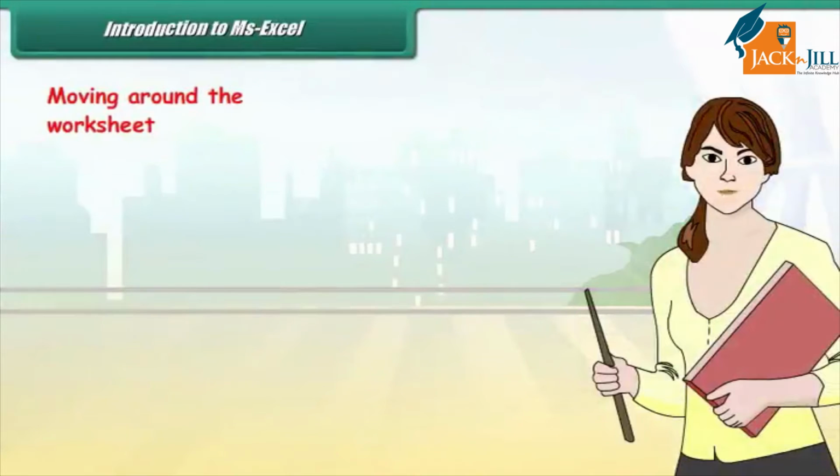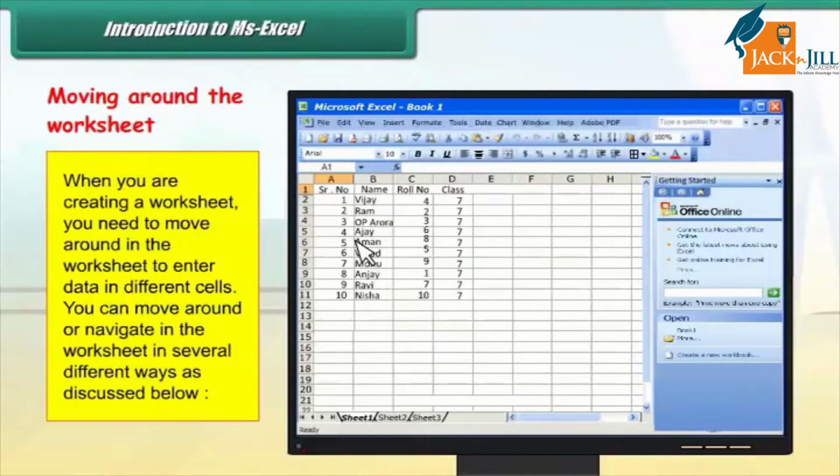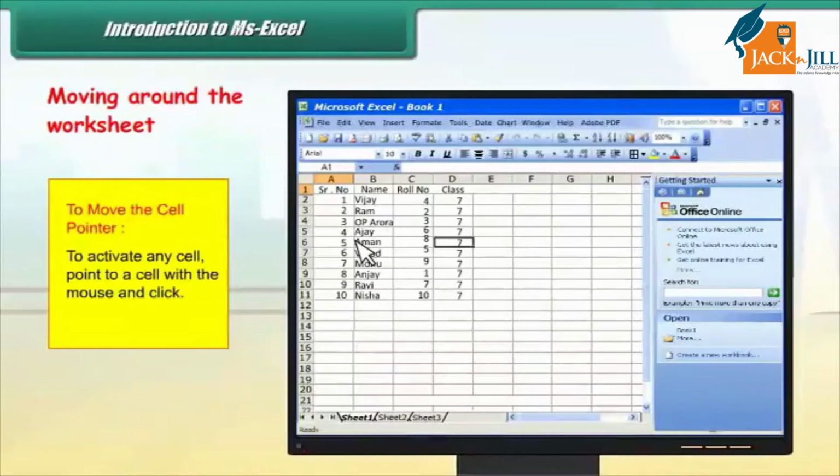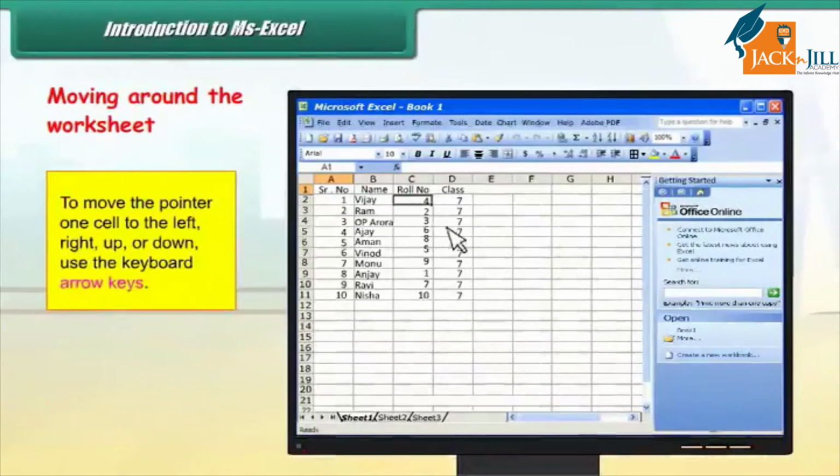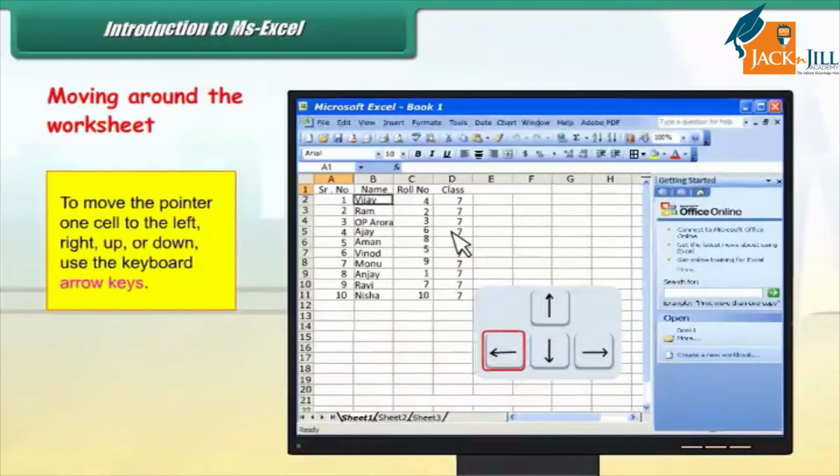Moving around the worksheet. When you are creating a worksheet, you need to move around in the worksheet to enter data in different cells. You can move around or navigate in the worksheet in several different ways as discussed below. To move the cell pointer: to activate any cell, point to a cell with the mouse and click. To move the pointer one cell to the left, right, up or down, use the keyboard arrow keys.